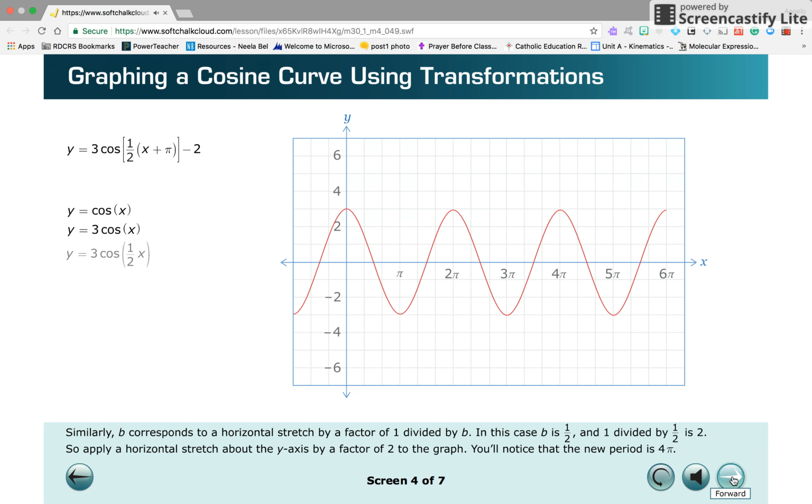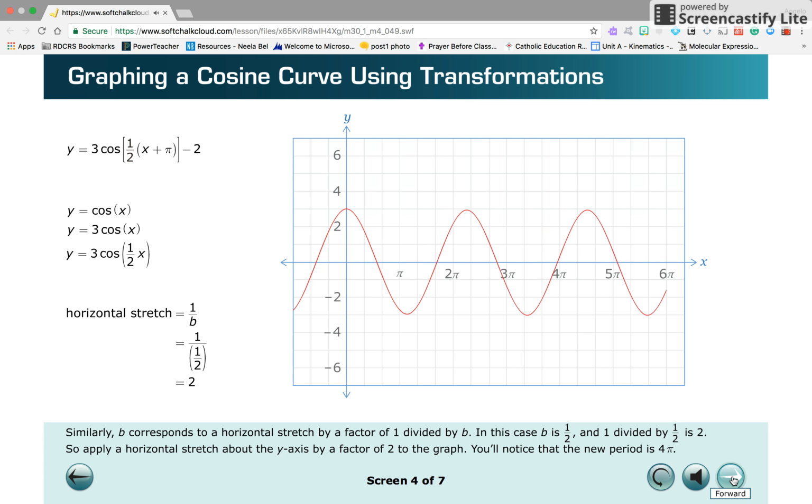Similarly, b corresponds to a horizontal stretch by a factor of 1 divided by b. In this case, b is 1/2, and 1 divided by 1/2 is 2. So apply a horizontal stretch about the y-axis by a factor of 2 to the graph. You'll notice that the new period is 4 pi.